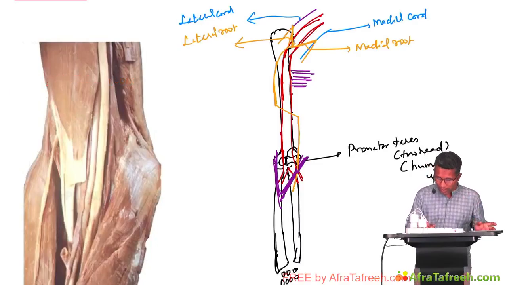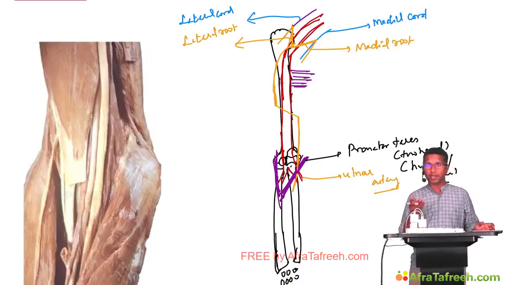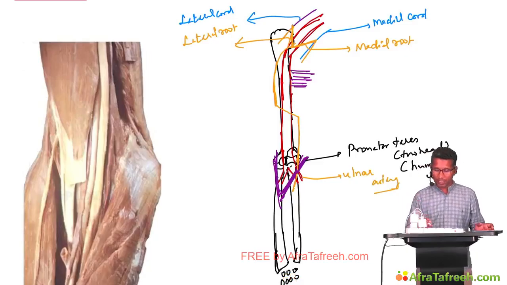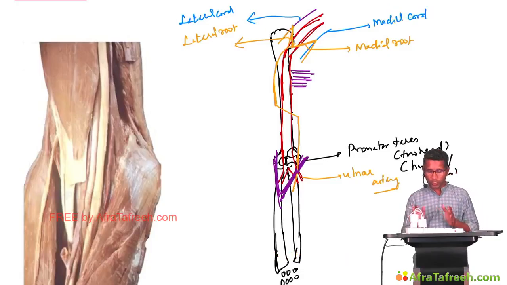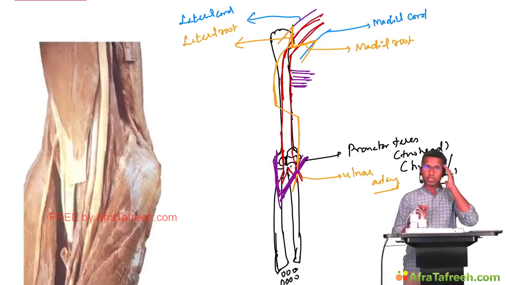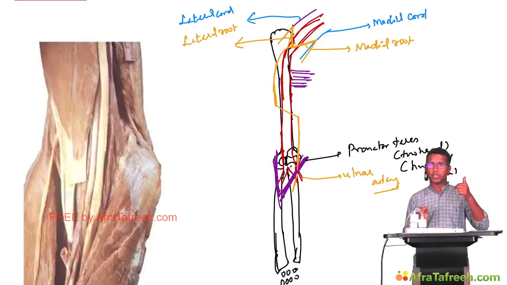And also remember, there is an artery which is running here. This is the ulnar artery. Now the median nerve is separated from the ulnar artery by the deep head of pronator teres. This is slightly a complex relationship. If you understood, it is very good. Otherwise, don't worry about it. At this junction, what you have to remember is the median nerve passes between the two heads of pronator teres. So keep this in mind.